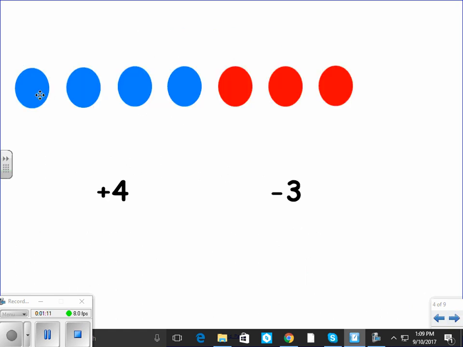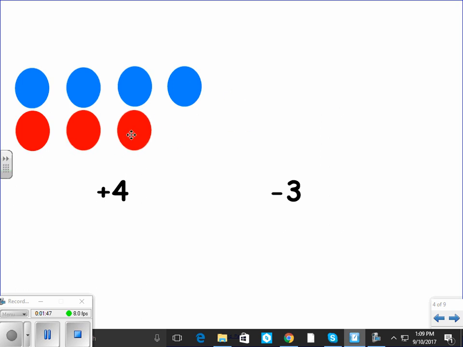For example, if we have 4 positive tokens and we add to that 3 negative tokens, although you could look at this as 4 minus 3, we're going to be looking at some scenarios later where it's going to be easier to consider it as though you're adding positives and adding negatives. If we take each of these negatives, each negative one, and line it up with a positive one, we'll create zero pairs.